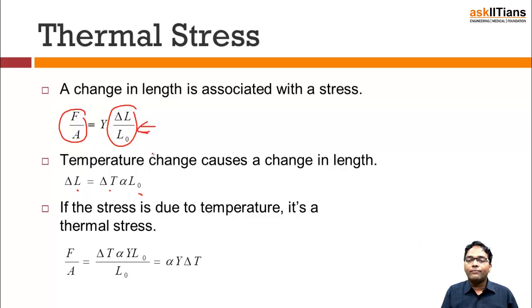Here we did not specify what was the reason for the temperature change. Now if we specify that temperature is the reason for the length change, and substitute it here, we get F by A equals alpha Y delta T. So that is how the force and the area are related to the change in temperature and the Young's modulus. Hopefully you understood whatever we discussed. We'll continue further with the problems on this particular topic.